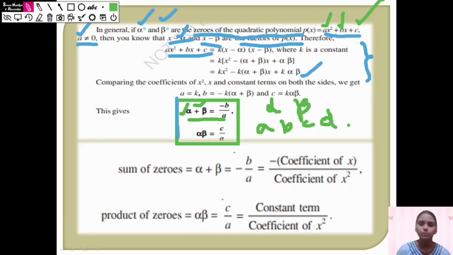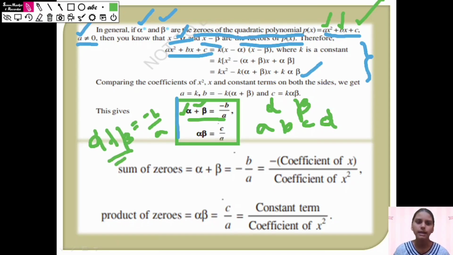Okay, so if I tell you that a plus b is equal to minus b by a, see how confusing it is, right? You're telling this as a plus b, and then you're telling this also as a and b. So it is confusing. So what you can do is use these Greek letters, because Greek language is not in use. So you can use alpha plus beta.